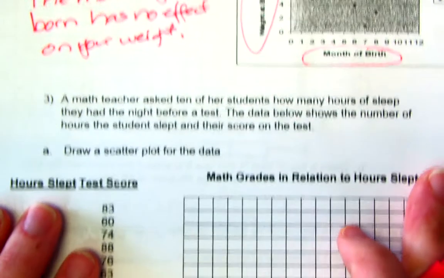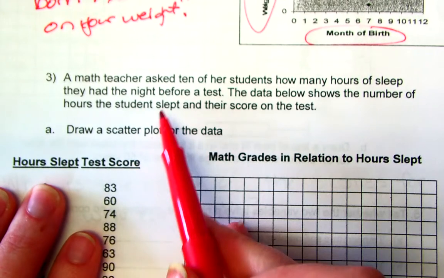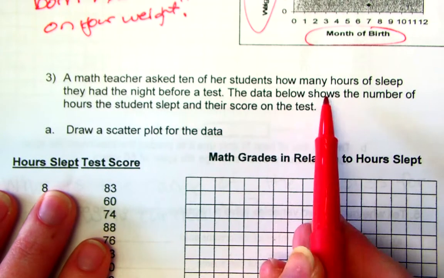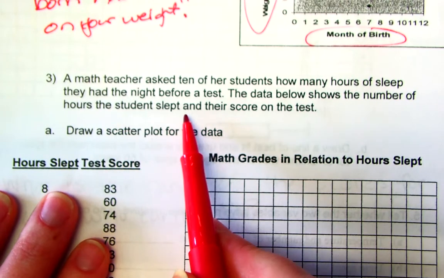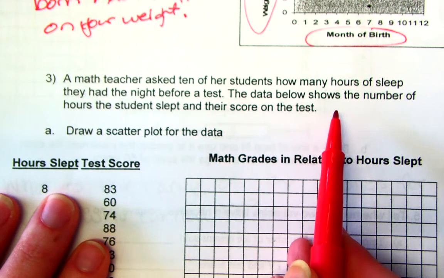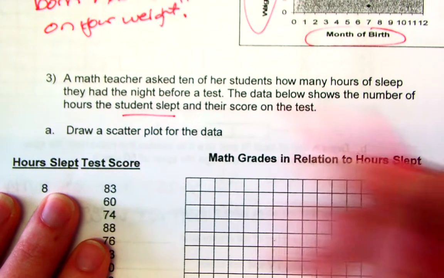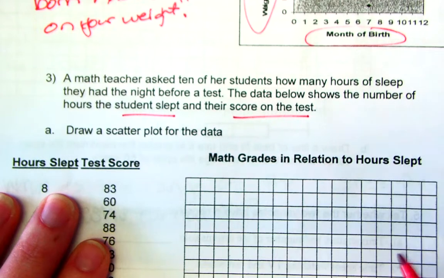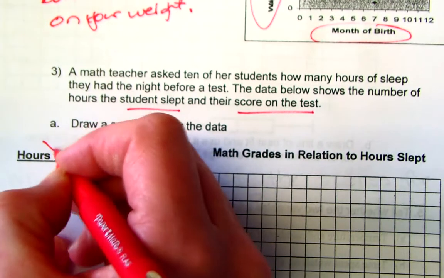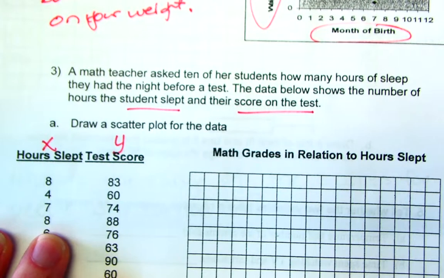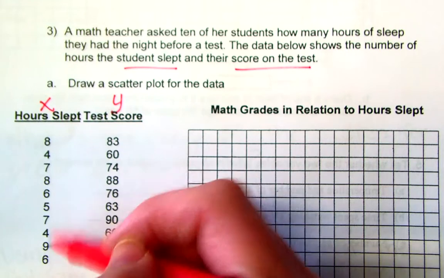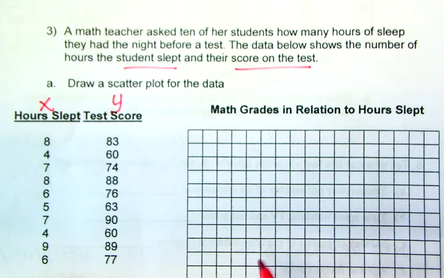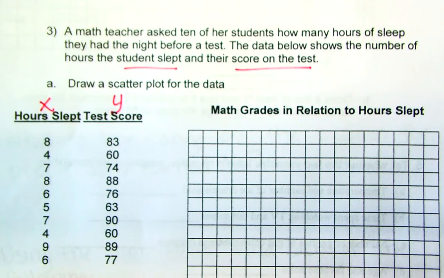So then number 3 is asking us, it says a math teacher asked 10 of her students how many hours of sleep they had the night before a test. The data below shows the number of hours the students slept and the score on their test. So this is going to be your X, this is going to be your Y. So if I'm looking at my values, I'm going to go ahead and just do 1 through 10. So this would be 0, 1, 2, 3, 4, 5, 6, 7, 8, 9, 10.